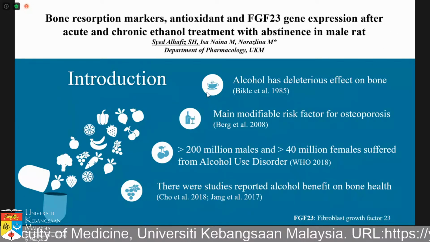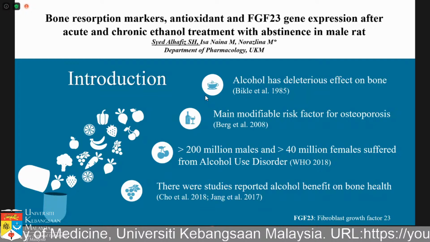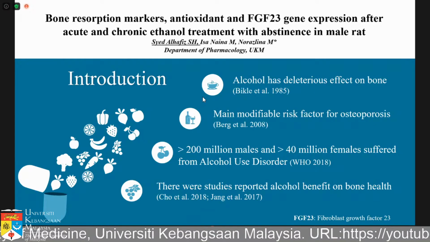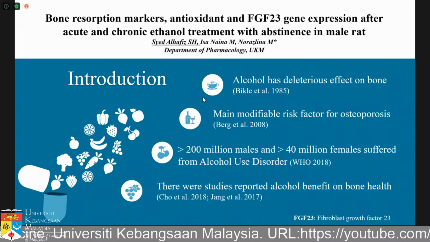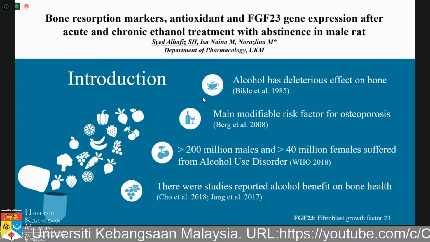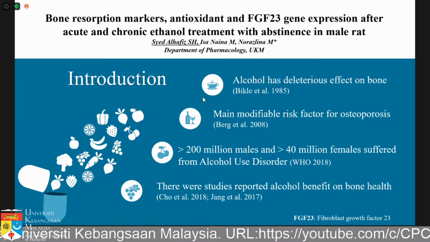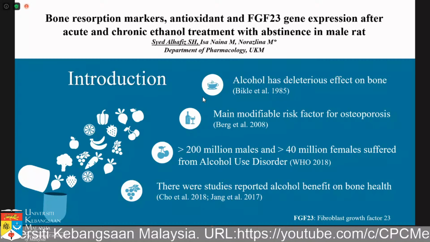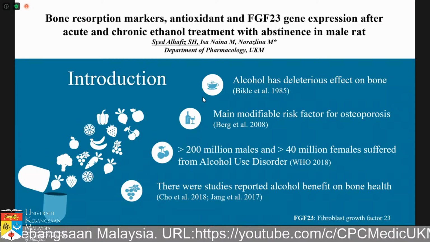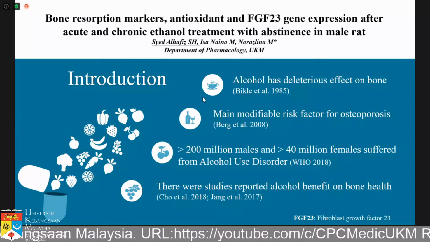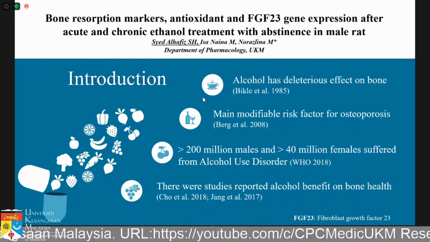Hi, this is Akmal. I have one question. You said that you use a smaller percentage of alcohol in your study. How do you translate that into the human application? Because in beer, they have like 5% alcohol. In wine, they have like 12% alcohol. So how would you justify that?